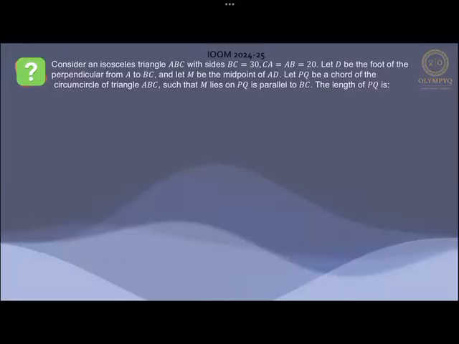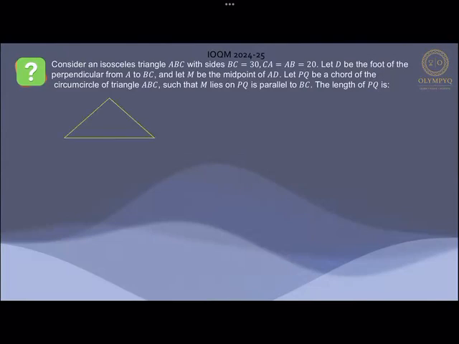Now in this question they have given: consider an isosceles triangle ABC with side lengths BC as 30 and AC and AB as 20. Let D be the foot of the perpendicular from A to BC and let M be the midpoint of AD. Let PQ be the chord of the circumcircle of triangle ABC such that M lies on PQ and PQ is parallel to BC. Then the length of PQ is.